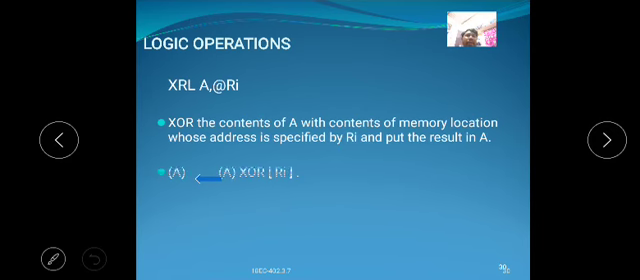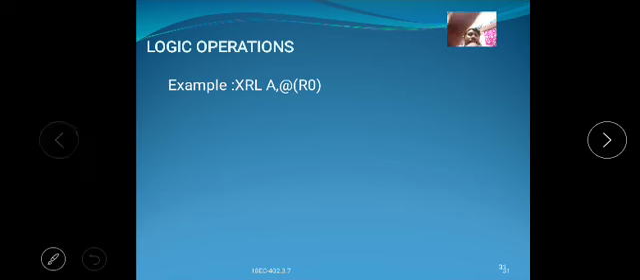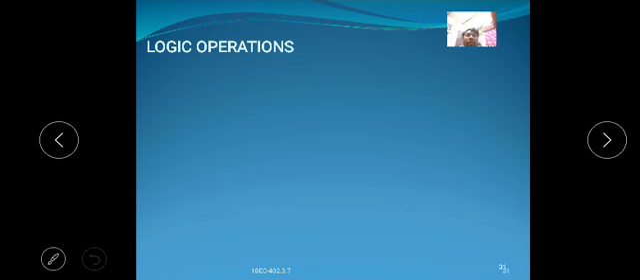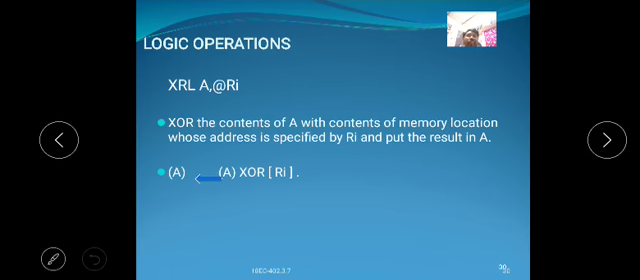XRL A, @Ri. XOR the content of A with the contents of the memory location whose address is specified by the Ri and put the result in the accumulator. A tends to A XOR Ri.